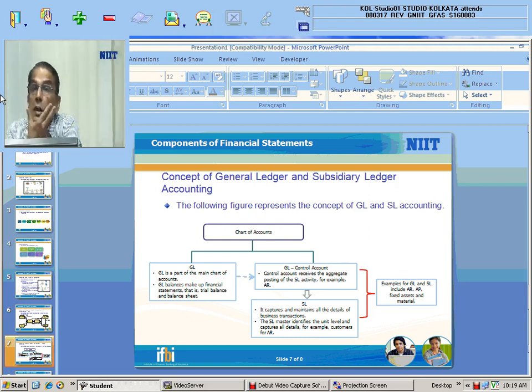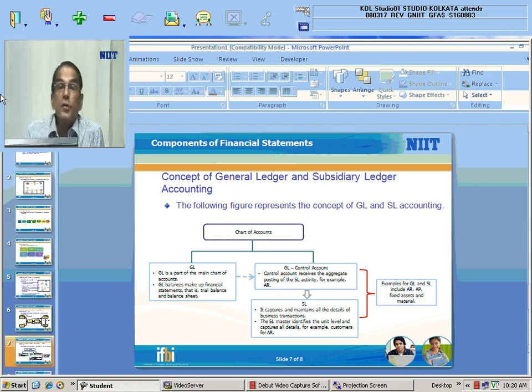Accounts of the individual debtors will be maintained. So AR is basically a control account, a GL control account. It's a main account, but under that there will be a subsidiary ledger, and in the subsidiary books there will be individual accounts maintained in the name of the individual buyers or the debtors.